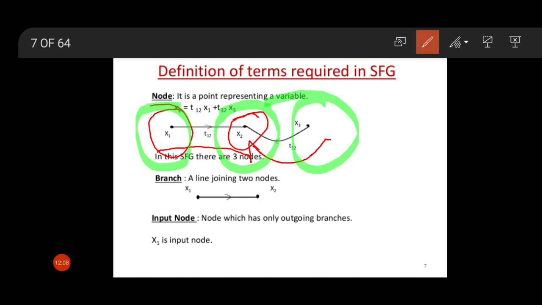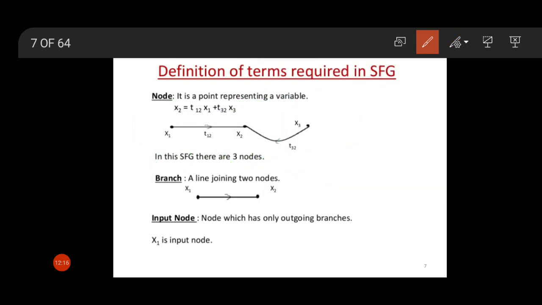Now come to another point, branch. What is a branch? A signal travels along a branch from one node to another in the direction indicated by the branch arrow, and in the process gets multiplied by the gain or transmittance of the branch.